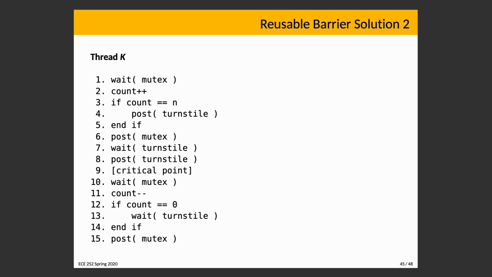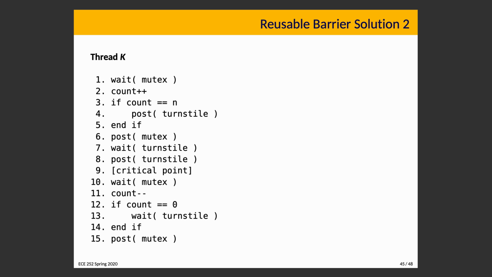Alarm bells should be ringing when you look at this. What's got you worried? Yeah, it should be lightly concerning to you that there are nested waits. In particular, the wait at line 10 and wait at line 13. Those are nested. The wait at line 13 happens inside of the wait of mutex. So, you should be thinking, is there a possibility for a deadlock to occur here?